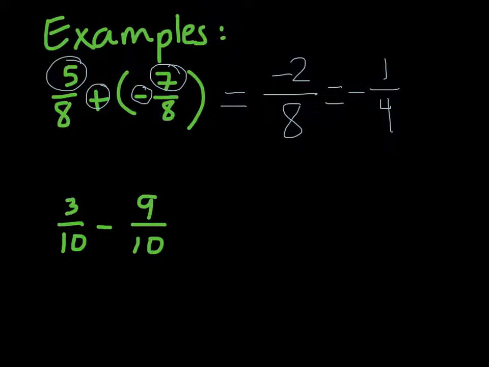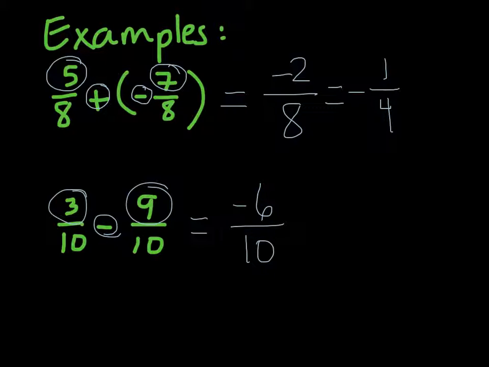All right, down below I have 3/10 minus 9/10. So I say 3 minus 9, I subtract my numerators, that gives me a negative 6, keep my denominator, and now I simplify, and I say it's 3 over 5, negative. So it's a negative 3/5. My negative does not stay in my numerator for my final answer.